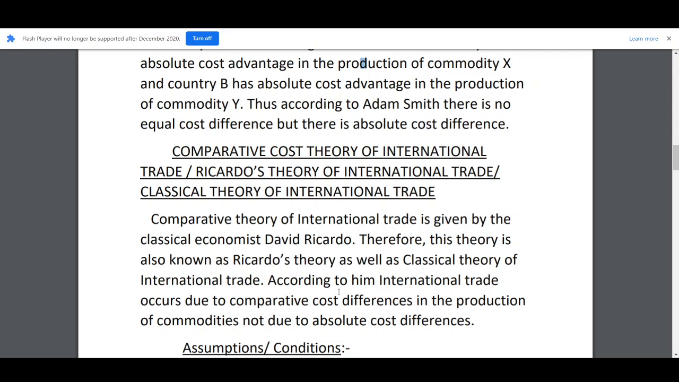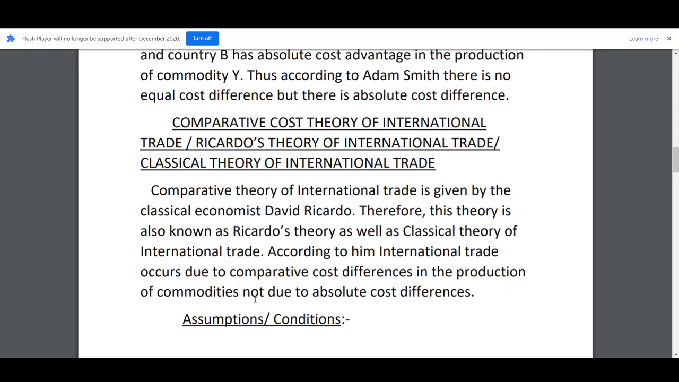According to whom? According to David Ricardo, international trade occurs due to comparative cost differences in the production of commodities, not due to absolute cost differences. According to Adam Smith, international trade occurs due to what? Absolute cost differences. But according to David Ricardo, international trade occurs due to comparative cost differences, that means comparative differences in the cost of production of different countries in the production of different commodities.